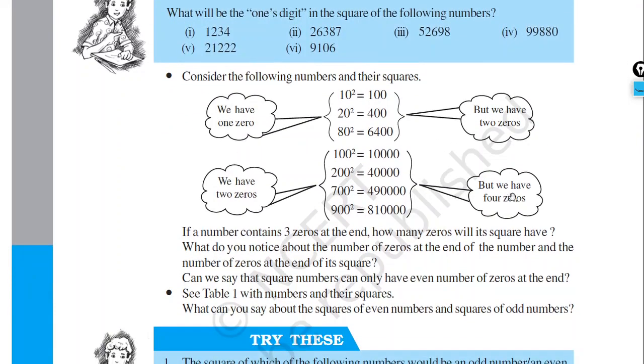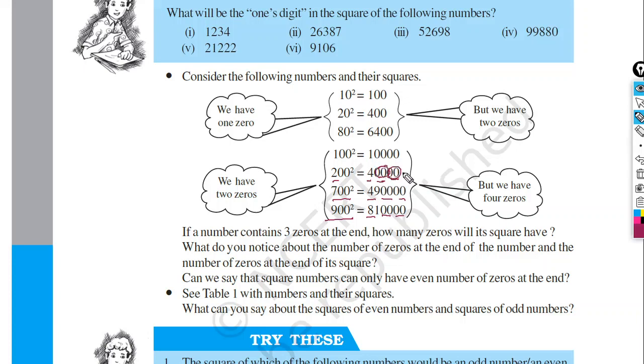Yes, this is what I have already discussed. This thing, 900 square, you can say 81, then 4 zeros. Here 700 square, 4 zeros. 200 square, 4 zeros. Okay, so there must be an even number of zeros.